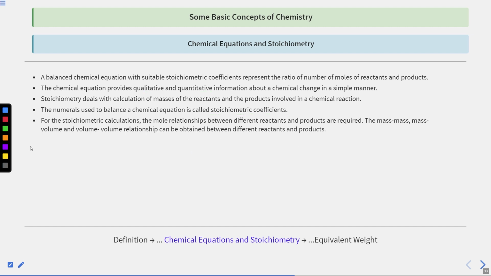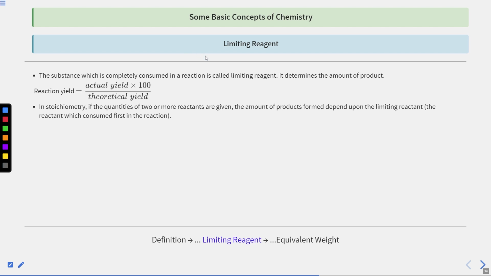Moving on to limiting reagent. A substance which is completely consumed in a reaction is called the limiting reagent. It determines the amount of product that will be formed in a chemical reaction. The reaction yield is equal to actual yield multiplied by 100 divided by theoretical yield. Actual yield means what we get after the experiment, and theoretical yield means what we get from the calculations using the chemical formula. That is theoretical yield.